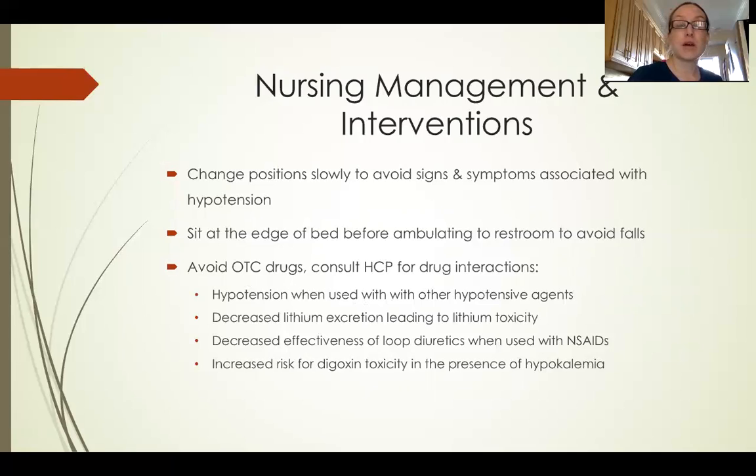And also, loop diuretics cause increased risk for digoxin toxicity in the presence of hypokalemia. If you remember, Lasix gets rid of potassium. There's a risk for hypokalemia, which is not a good thing. And then also, if they're taking digoxin, which many people who have heart failure are, as it's another modality of treatment, then they can be at risk for digoxin toxicity. Okay.